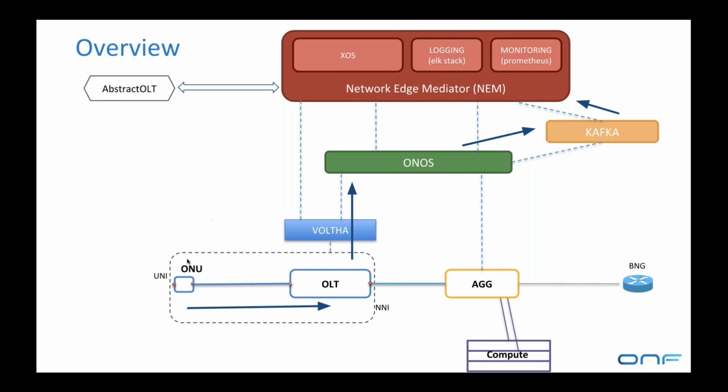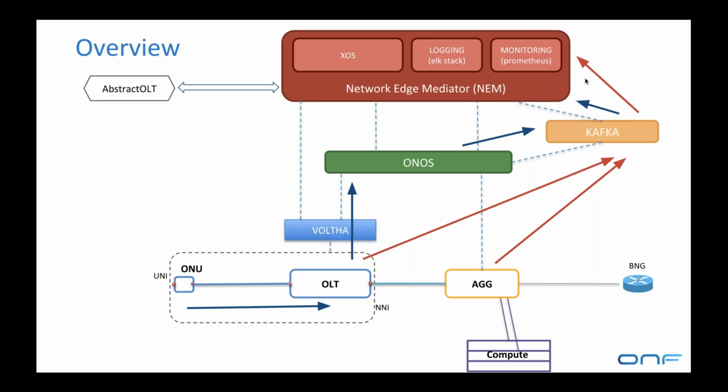Similar use cases are for authentication and DHCP. Again, all the information is coming from Volta through ONOS and then published on Kafka. For XOS, we'll see more detailed examples of how that works in a little while. And Kafka is also used to collect logging and monitoring information from all the system. Again, the OLT, the aggregation switch, Volta, and ONOS publish all the information in Kafka, and this information is then pushed into Prometheus and Elasticstack to be displayed and consumed by the operator.